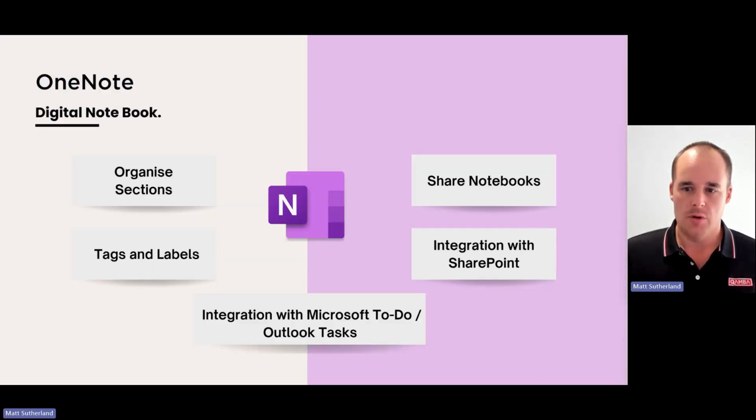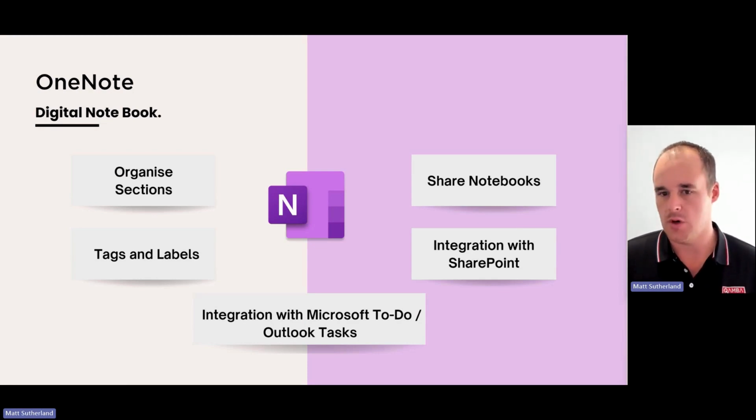The next app we're going to talk about is OneNote. I would be lost without OneNote. It is my scratchpad for things. It can use sections, tags and labels to organize your notebook into different spaces. You can share whole notebooks with people, and it also integrates with Microsoft To Do, which is really great.